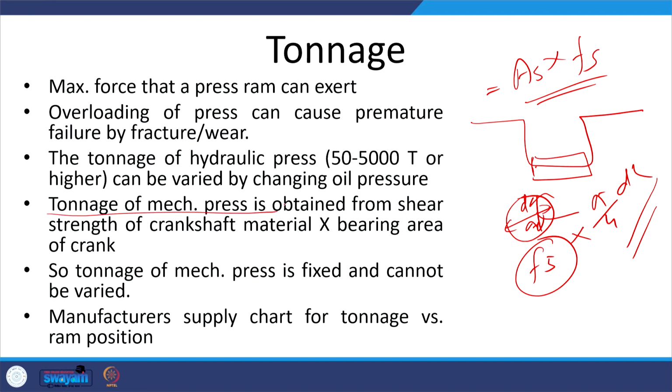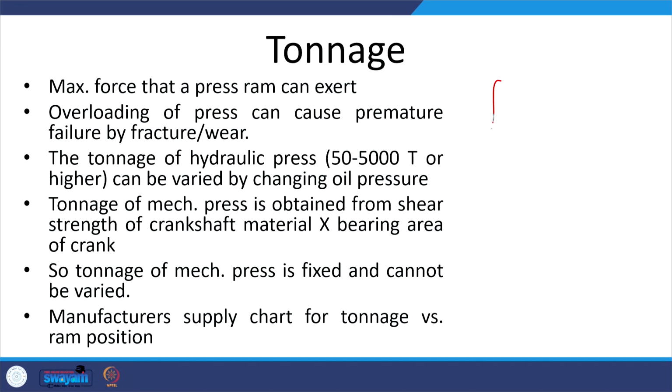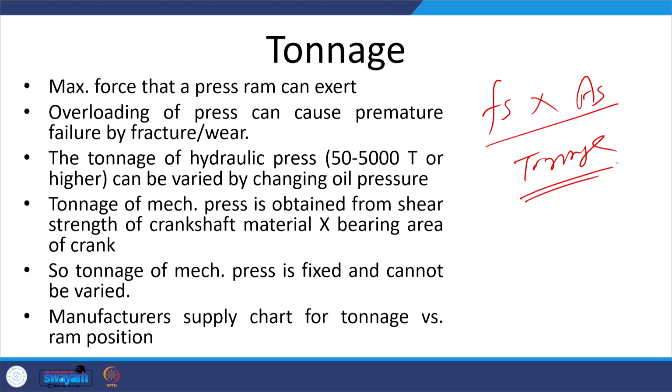This will determine the maximum force that can be applied with the help of the mechanical press. So, the tonnage of the mechanical press is obtained from the shear strength of the crankshaft multiplied by the bearing area of the crankshaft. And since these two are fixed, for a given crankshaft Fs is fixed and for a given crank pin diameter As is fixed. So, the tonnage of the mechanical press is fixed and cannot be changed. This is the reason.